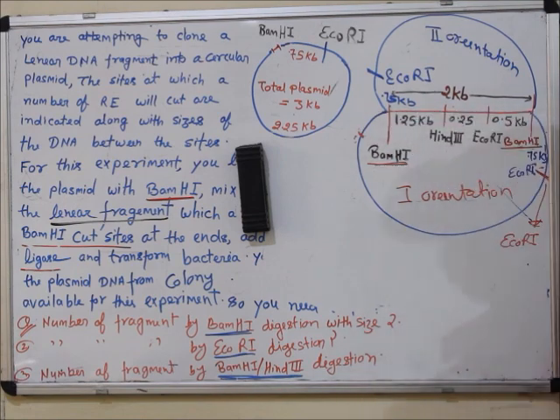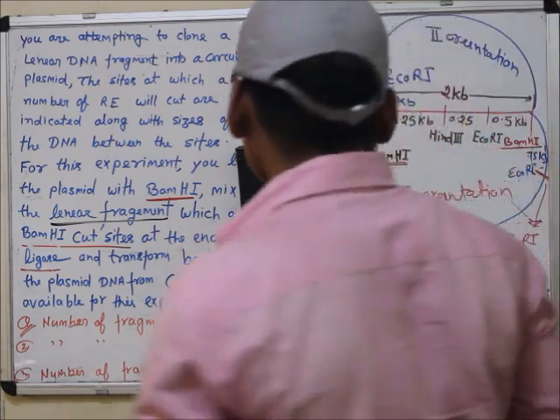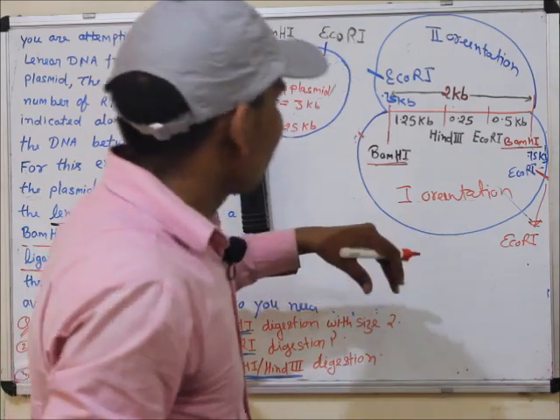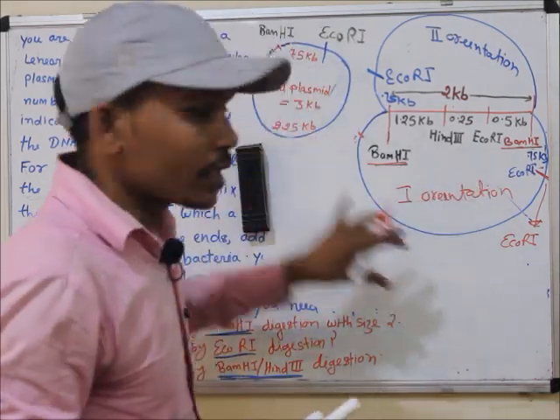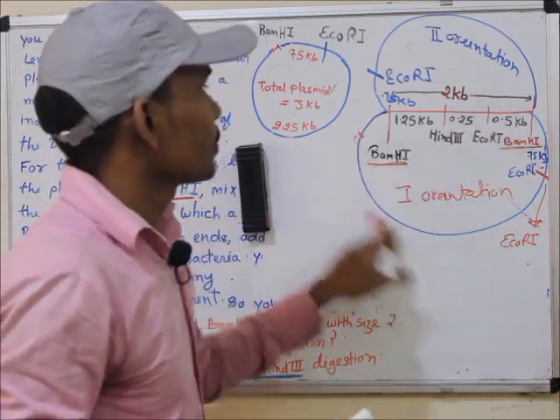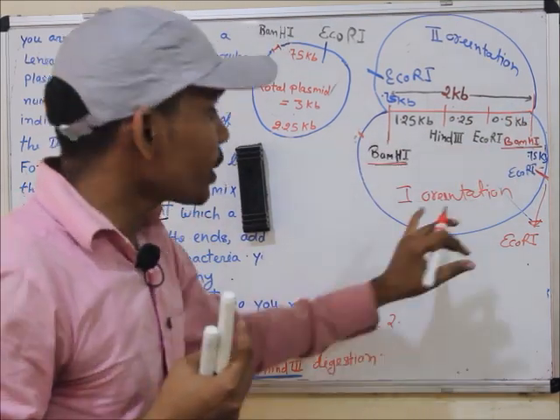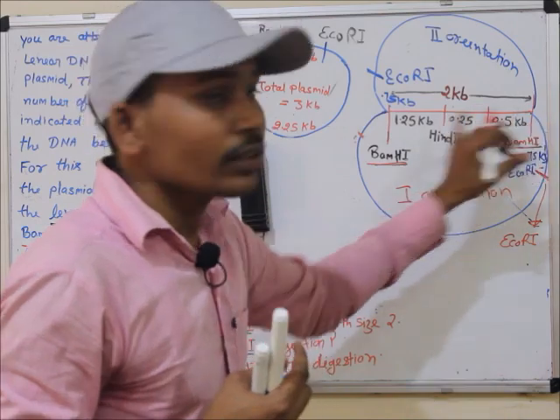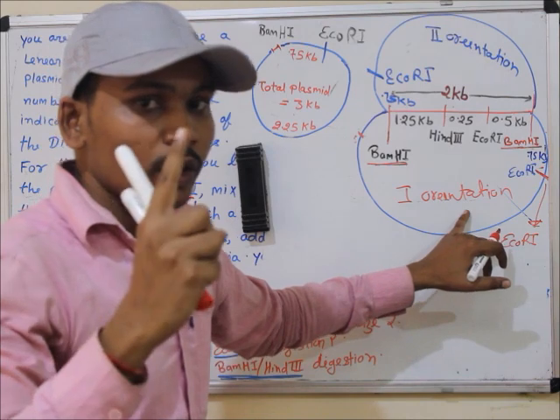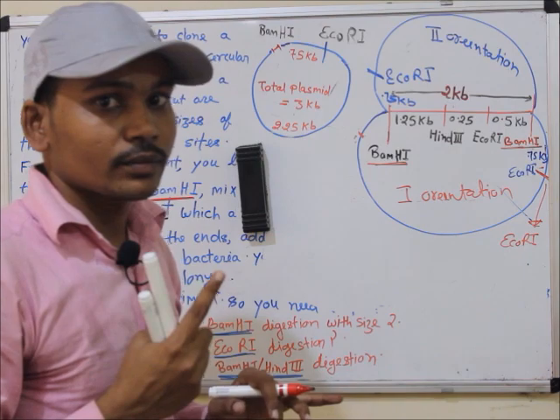Then these fragments will be obtained in the first orientation. Point out, this may be complex if you do not understand easily. If the ligation occurs in this orientation, then the plasmid will be obtained like this. The total length of the plasmid will be obtained like this. If the ligation occurs in this orientation, point out that only one orientation will take place at a single time at the time of transformation. Okay, single time.